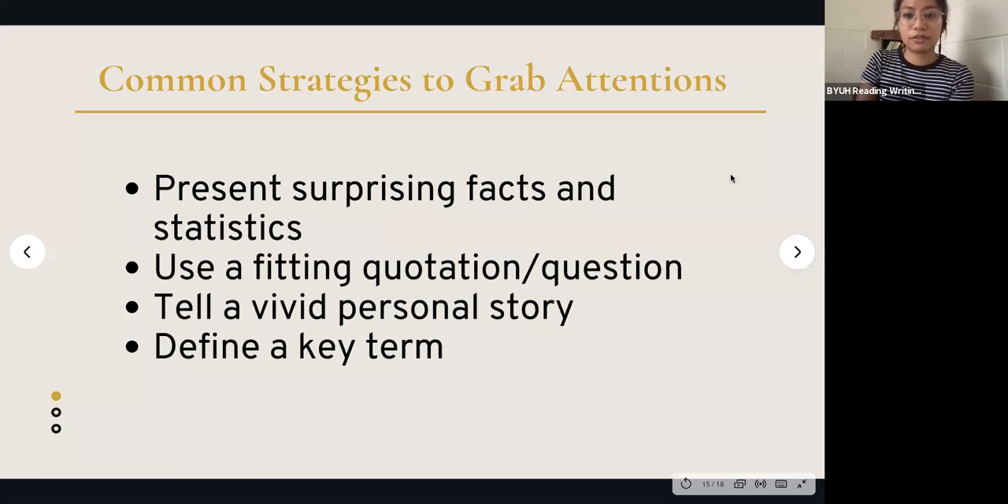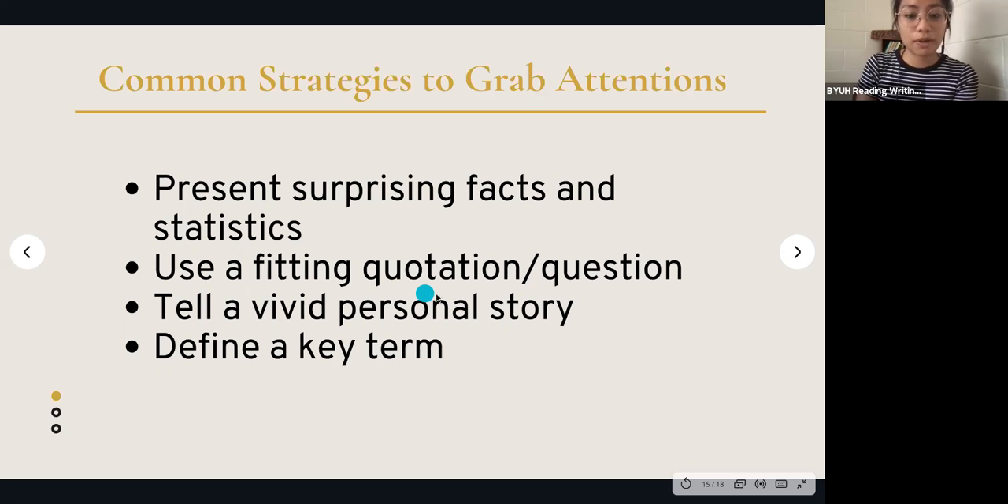So because the hook is the very beginning of your introduction or even your paper, Tori and I have some common strategies that we want to share with you guys so that you can grab attention from your readers in your paper. So the first one is to present surprising facts and statistics. Like we said, you can provide background information or some statistics about high school students going to college after graduation. And the second example is to use a fitting quotation or a question.